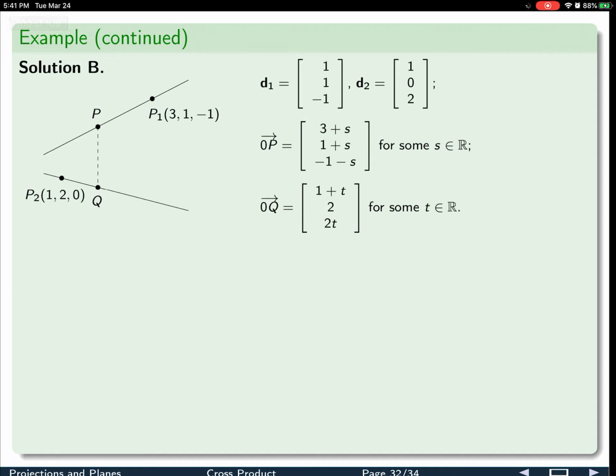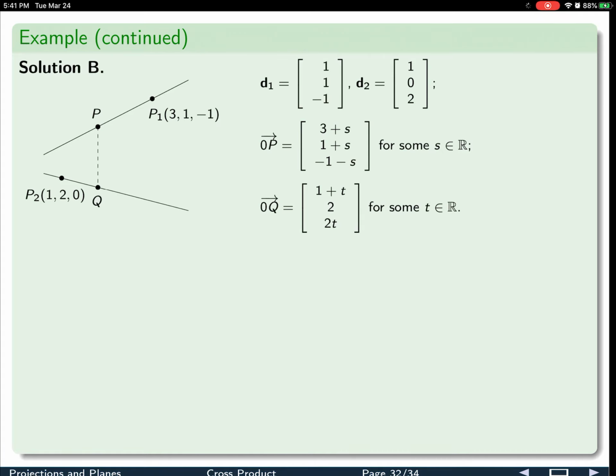All right, and this is the second way to figure out what this distance is and actually figure out what the points P and Q are. So this is going to be a little bit different from just taking a cross product. But again, we start off with the 2 direction vectors.